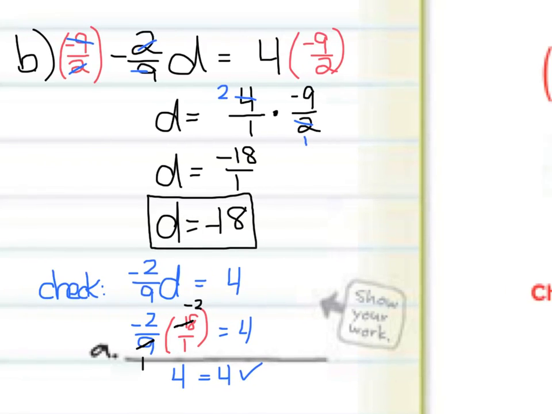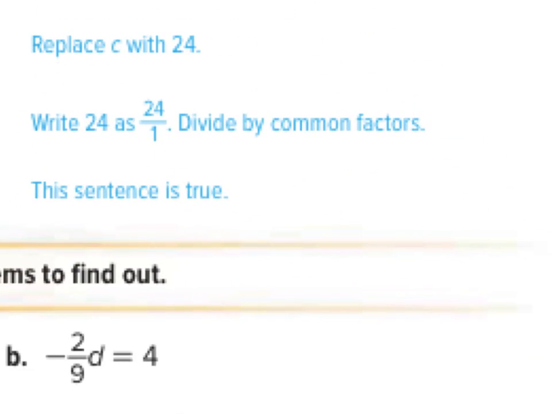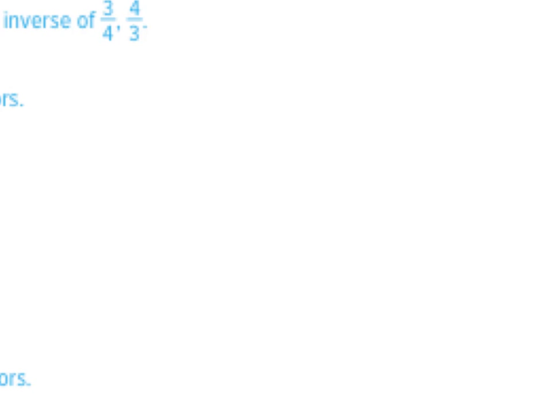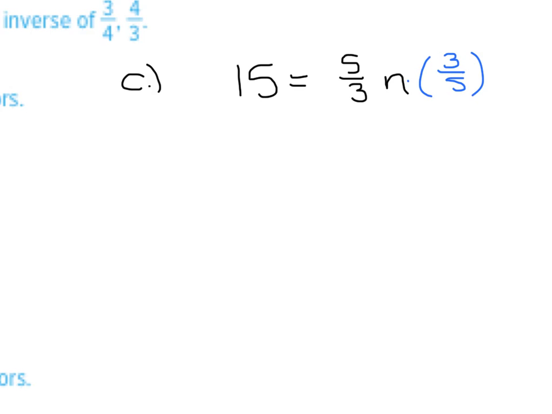Now for example C, I'll kind of move over here to the right side of the page so we can have some room to show this. For example C, we have 15 equals 5/3 n. Well, we need to multiply now by the reciprocal of 5/3 since that's the coefficient. 5/3 is the coefficient with the n. And so we need to multiply by the reciprocal here, which is 3/5 on both sides.